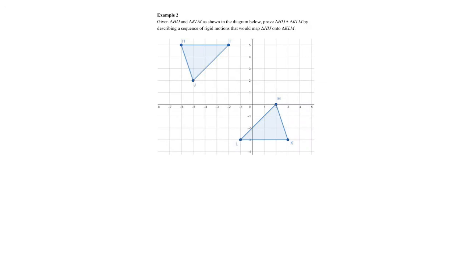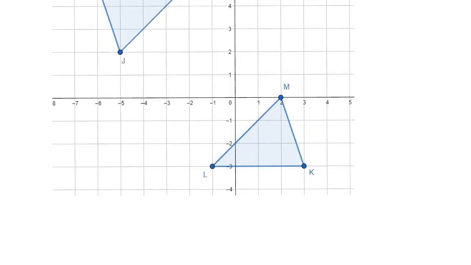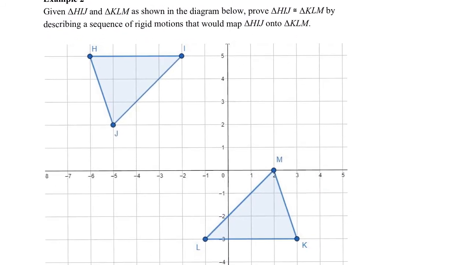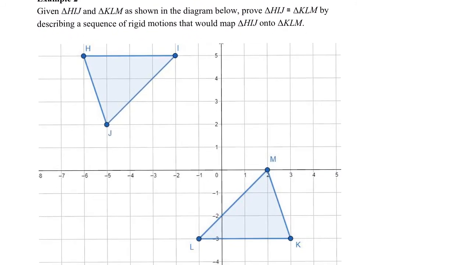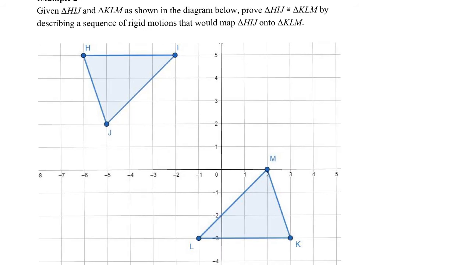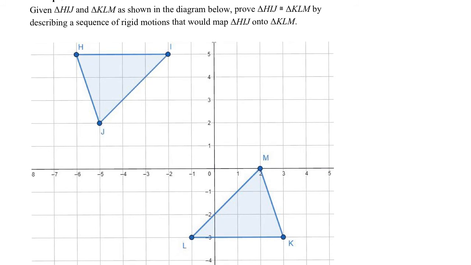Let's do one more. So here we are on the coordinate plane this time. Let me make this a little bit bigger. I'm going to move this over to the side. So I've got two objects here, and I want to prove that they're congruent by describing a series of rigid motions that would map one onto the other. Let's see if there's a reflection involved this time.